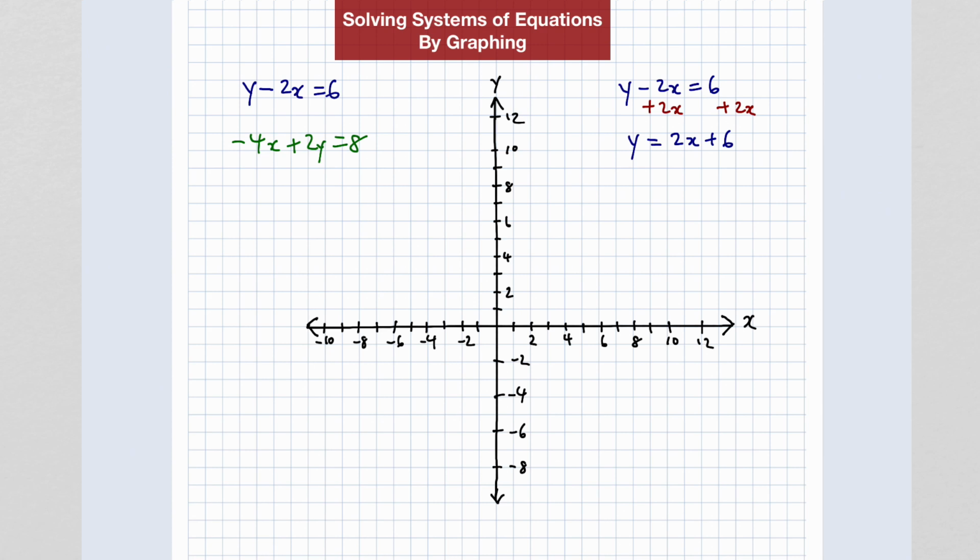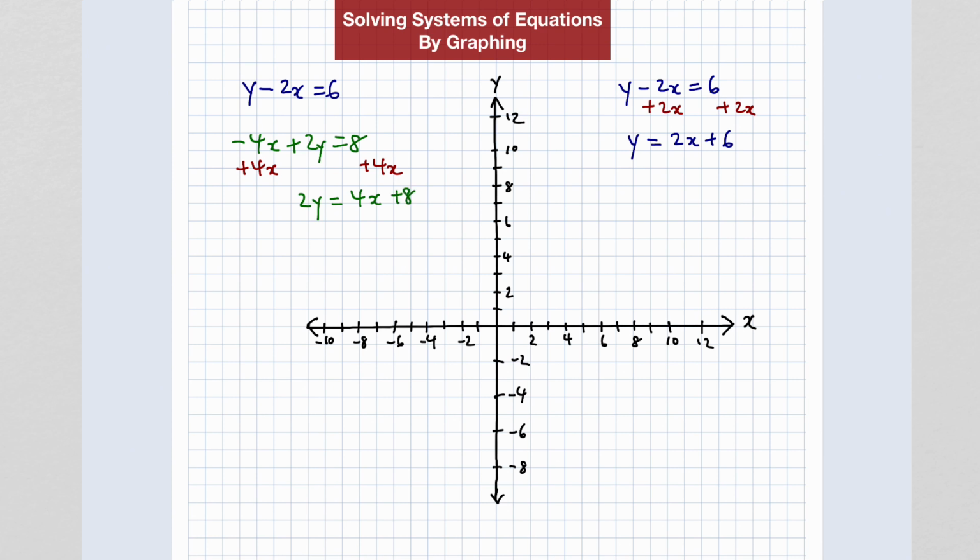Okay, and then let's go ahead and resolve this other equation. This -4x plus 2y is equal to 8 is not in slope-intercept form either, so this is a little bit difficult to graph. And so we can rewrite this by making it into slope-intercept form. And so what we're going to do is move this 4x to this side of the equation, and we do that by adding 4x to both sides. And when we do, we get 2y is equal to 4x plus 8.